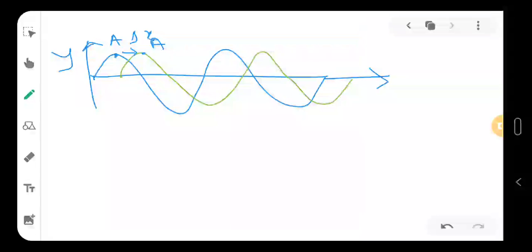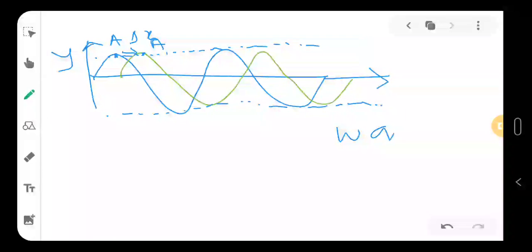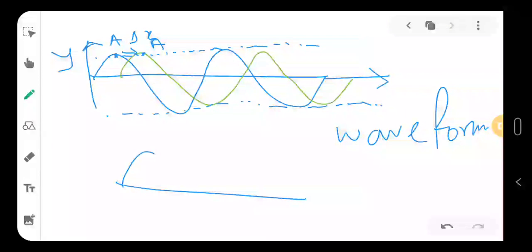One more thing, if you look at this wave pattern, you can imagine an envelope here. This envelope is called the waveform. This is nothing but the envelope. So if you have some kind of wave like this, the waveform will be like this. Waveform is nothing but a connected line with the crest and the trough.